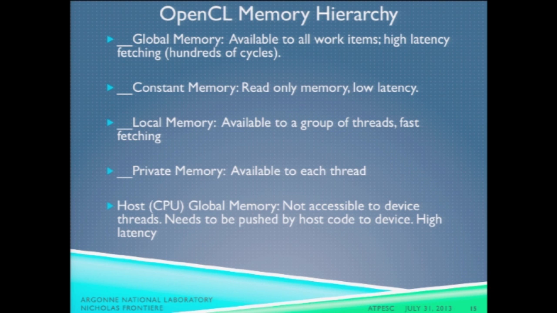But the latency is high, and we're going to get to that. There's constant memory, which is identical to global memory, except it's read-only, and a lot faster to fetch. There's local memory. Remember I said threads can be collected in groups. Local memory is the memory that a group can see. It's group-specific memory, meaning if you're in a certain group and you cache something in local memory, everybody in your group can see it, but everybody in another group can't see it.